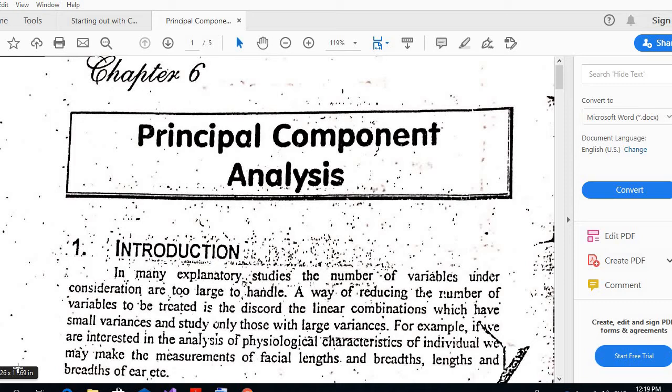In many explanatory studies, the number of variables under consideration is too large to handle. A way of reducing the number of variables to be treated is to discard the linear combinations which have smaller variance and study only those which have larger variance. For example, if we are interested in the analysis of physiological characteristics of individuals, we may make measurements of the facial length and breadth of the ears, etc.